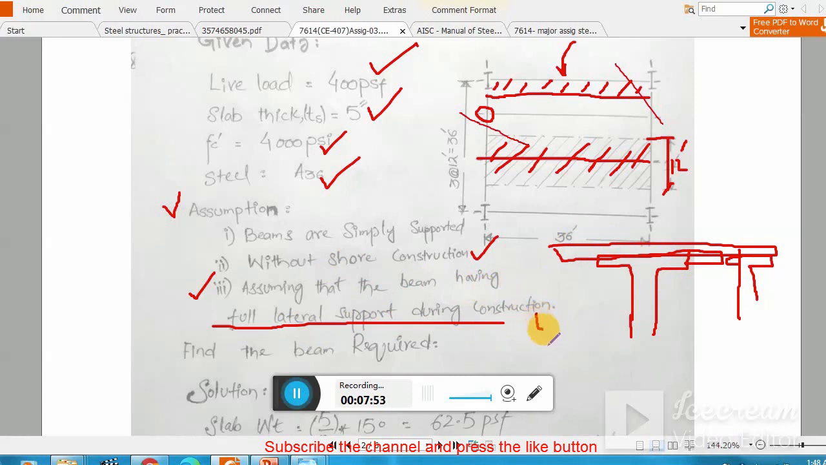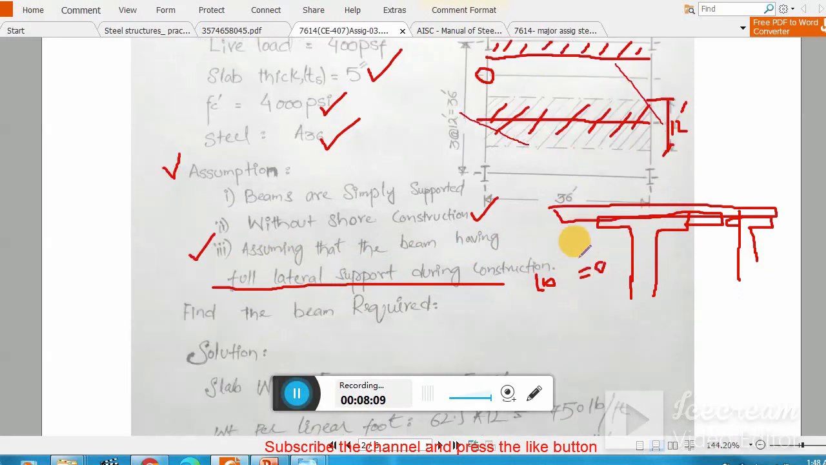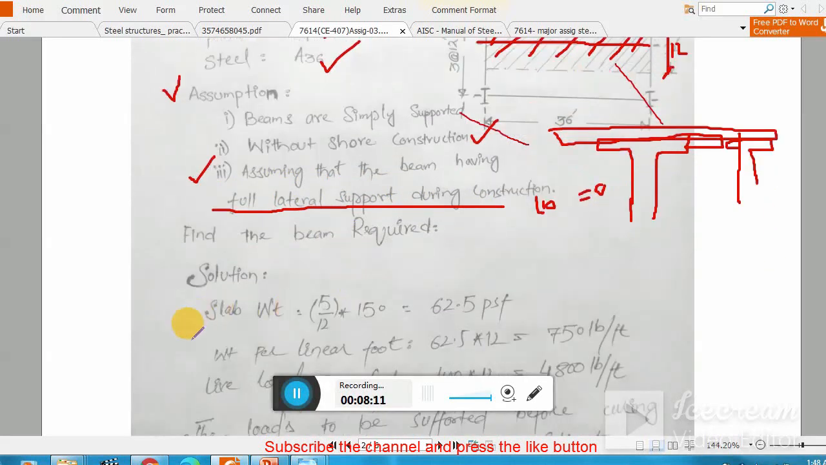So that's what it means: LB equals 0. Okay, this assumption makes LB equal to 0. And please watch lecture number 6, 7, because I don't want to waste my time on this kind of assumption. I explained these terms in great detail in those lectures. Okay, we need to find out the self weight as usual, as we did in previous lectures.